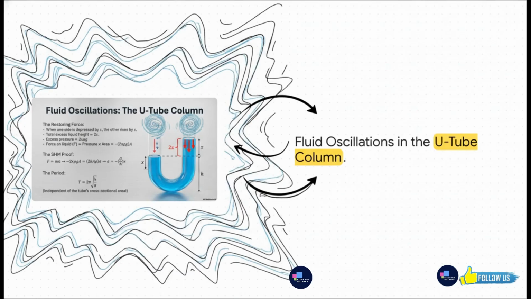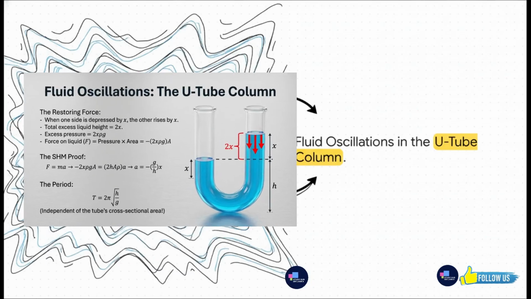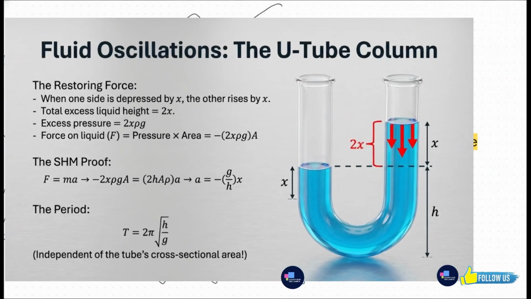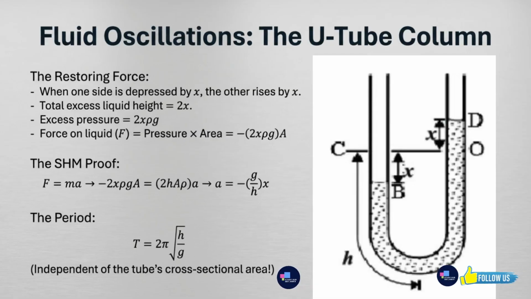Now, let's switch gears and look at liquids. Consider a U-shaped tube filled with some liquid. If you gently blow down on one side, depressing the liquid by a distance x, the liquid on the other side naturally has to rise by x, right? This means the total excess liquid height pushing back down is 2x. This creates an unbalanced restoring force that makes the whole fluid column start to oscillate back and forth.